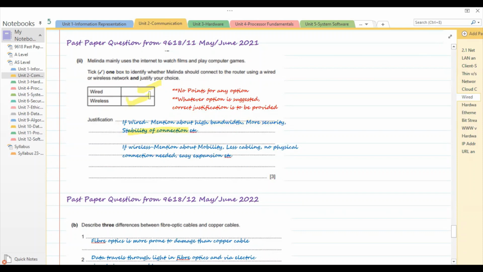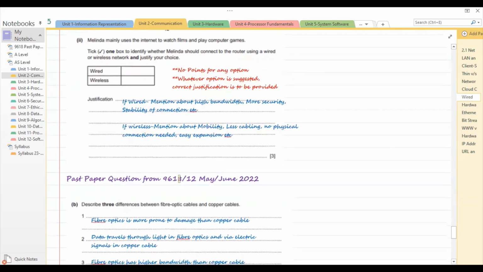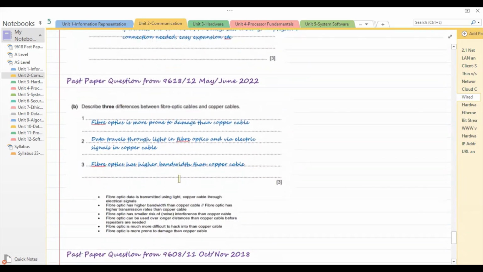If you take wireless, if you suggest it should be a wireless medium, then while justifying, you should mention mobility, less cabling, no physical connection needed, and easy expansion, etc. So any 3 points you can write, right? So that's all about this question.